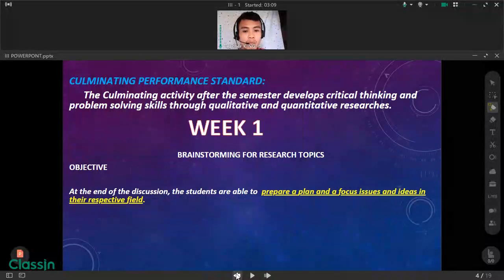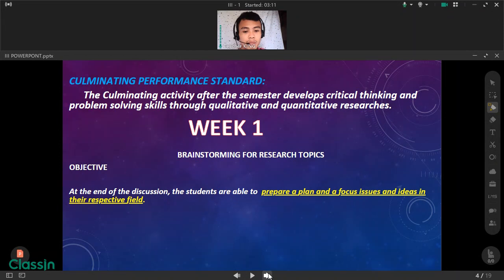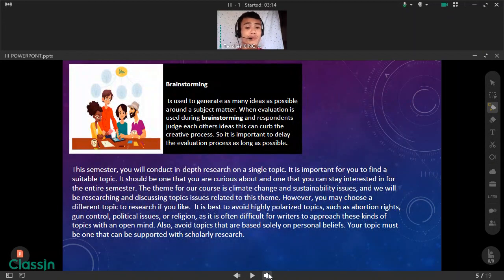Now, week one, brainstorming. For the topic one, brainstorming. Now, class, let me ask you, what is brainstorming? Brainstorming is used to generate as many ideas as possible around a subject matter. When evaluation is used during brainstorming and respondents judge each other's ideas, this can curb the creative process.